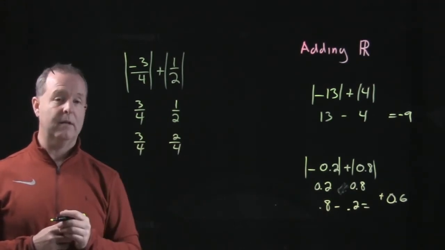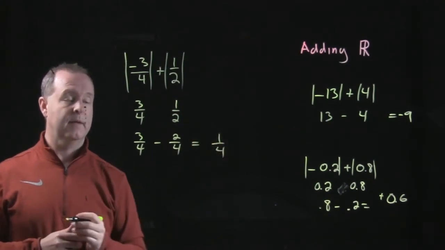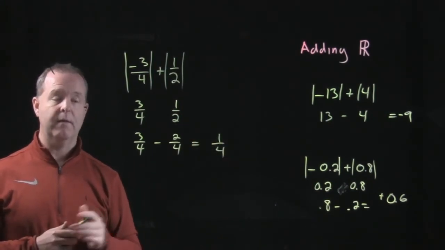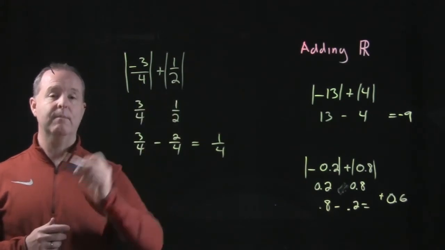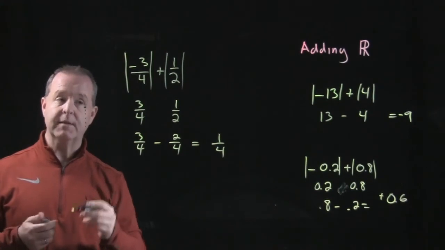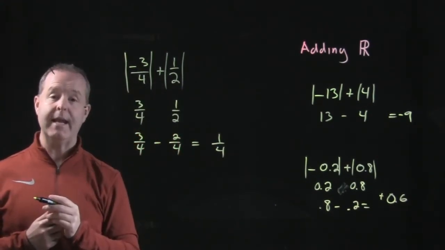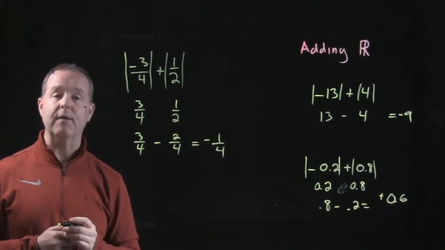Subtract the smaller from the larger. I have left a magnitude of 1/4. Go back and look at my original problem. Which was larger, 3/4 or 1/2? 3/4 is greater than 1/2, and the sign of 3/4 in the original problem was a negative. So the negative will be carried through to the end.